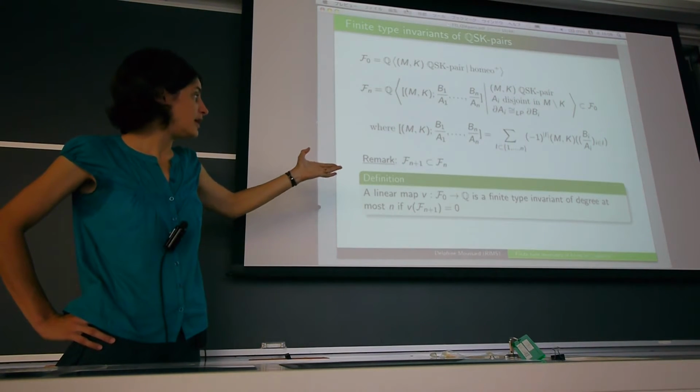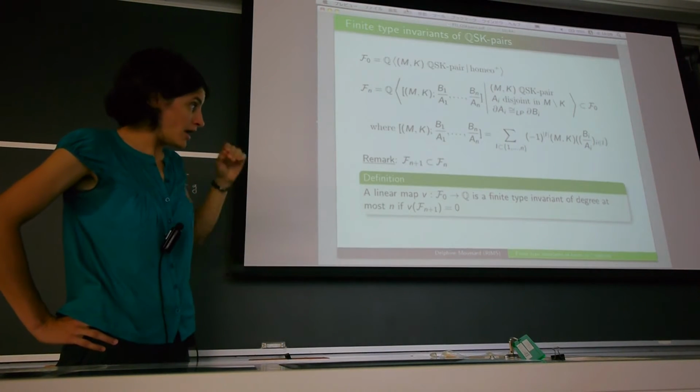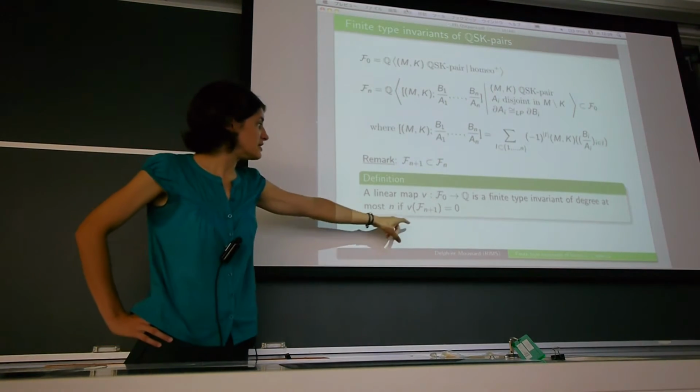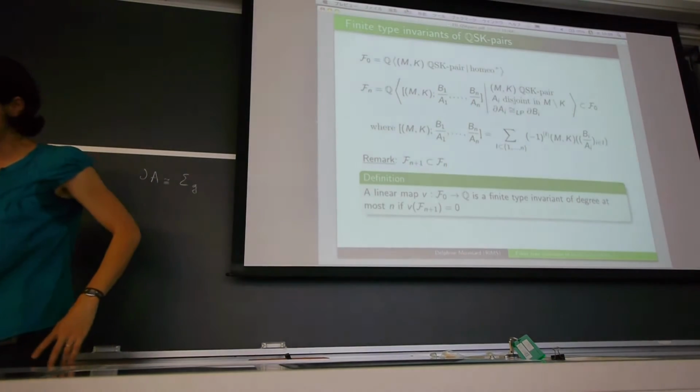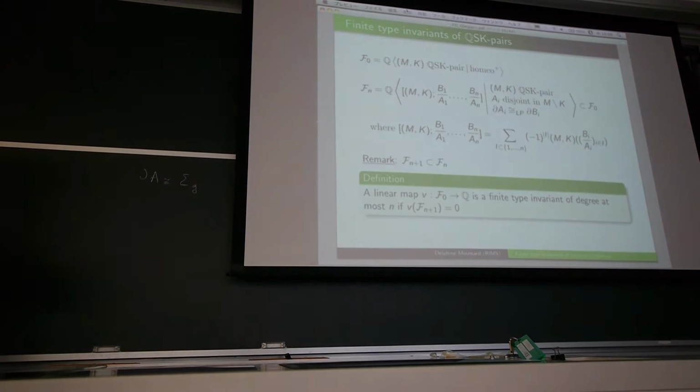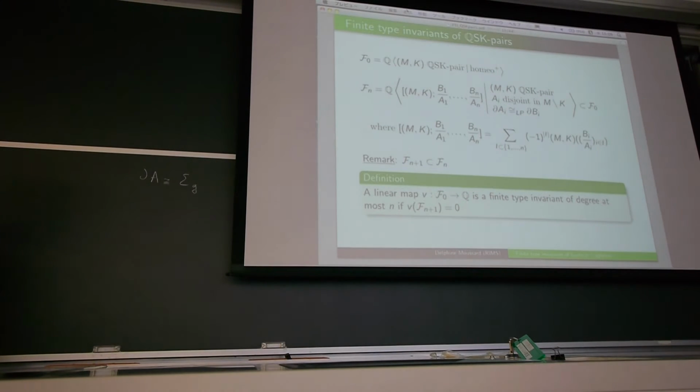And a linear map from F0 to Q is a finite type invariant of degree at most n if it vanishes on the subspace Fn plus 1. And of course it's of degree exactly n if it is of degree at most n, but not of degree at most n minus 1.